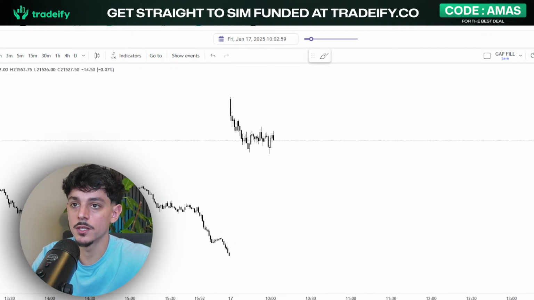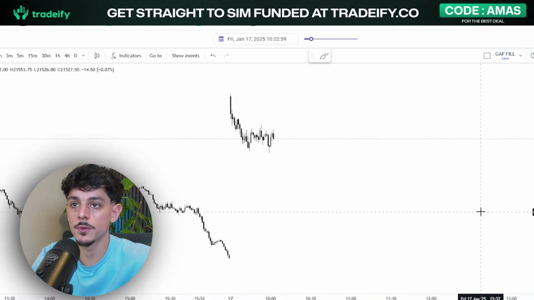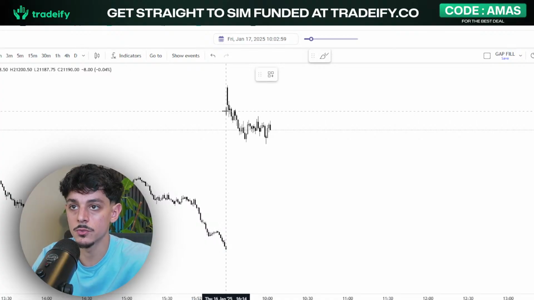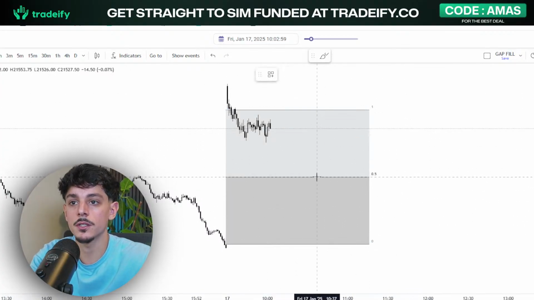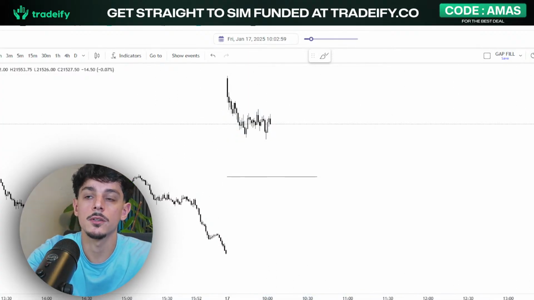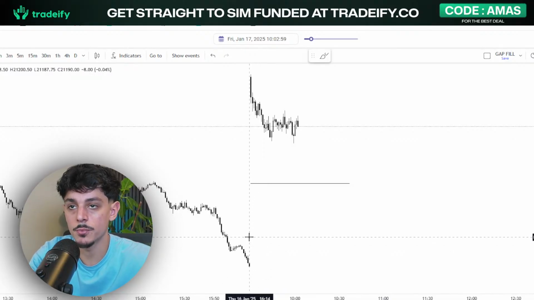So right here, you didn't quite fill 50% of the gap yet. This is pretty much a huge gap. So right here, we would have this 50% as our target. Let's say we opened higher, right? So we know we're at a premium.